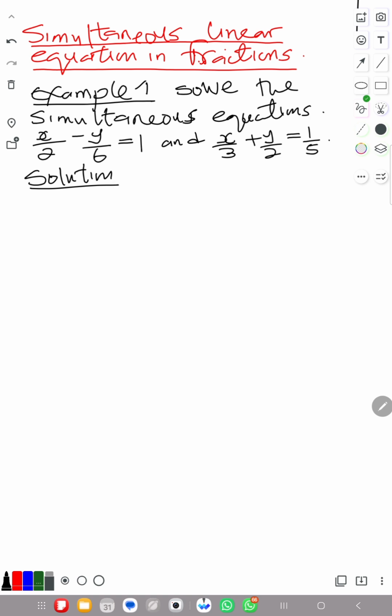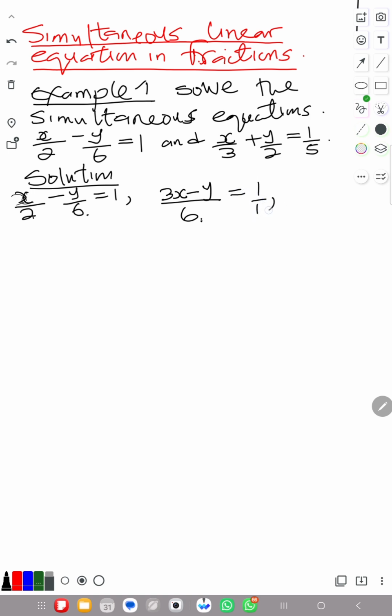Now, the first part, we have x divided by 2 minus y divided by 6 is equal to 1. Definitely I'm going to take the LCM first. The LCM of 2 and 6, so I'm going to use 6. 6 divided by 2 gives me 3. Then 3 times x is 3x, minus, now 6 divided by this 6 gives me 1, 1 times minus y, that is minus y, which is equal to 1.